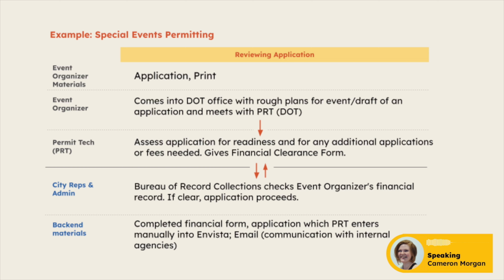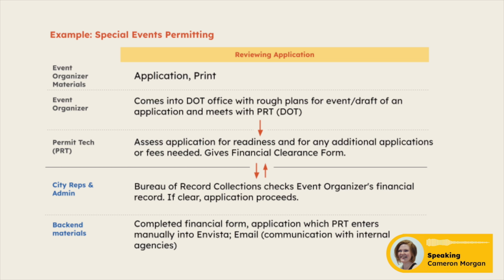So if the stage here is reviewing the application, you can see the event organizer materials are listed on the top. They have their application in print. They're going to come into the DOT office and they're going to hand over that draft, or maybe they have it completely filled out, of that application to the permit tech. The permit tech is then going to take that. But a key piece of that interaction is they're actually going to return at minimum a financial clearance form to the event organizer.